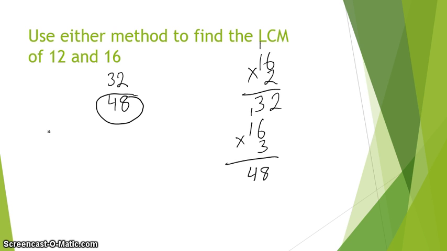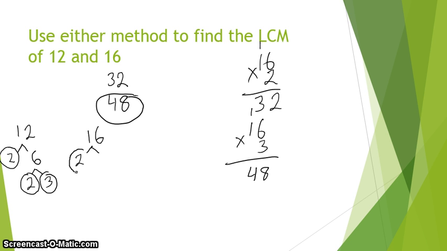Another way I can do it is I can use prime factorization. So I can factor 12 and I can factor 16. So they're both even, so I'm going to start easy. I'm going to divide them by 2. I know 2 is prime. And 6 times 2 gives me 12. Then I can break up 6 a little bit more. I know that it's 2 times 3. These are both prime. And then 16, I know I can divide that by 2, and I can get 8. And then again by 2, and I can get 4, and then again by 2, and I will get 2.